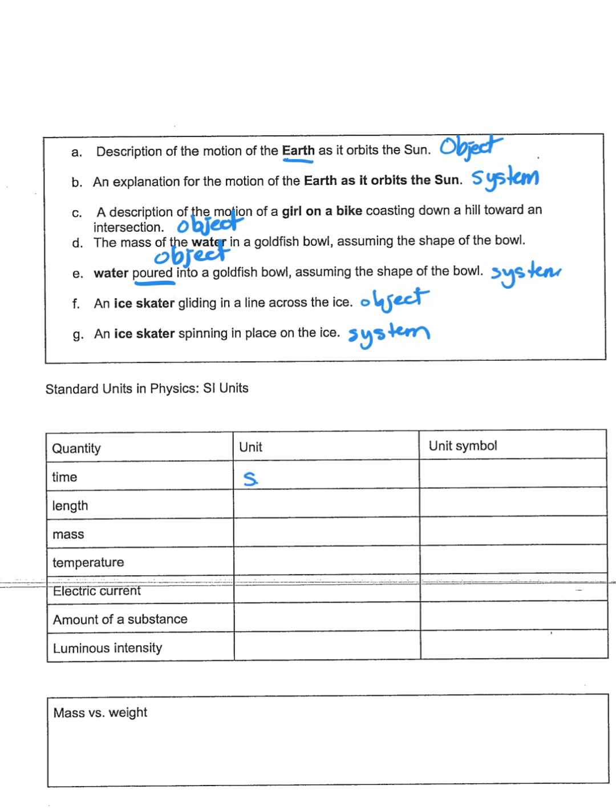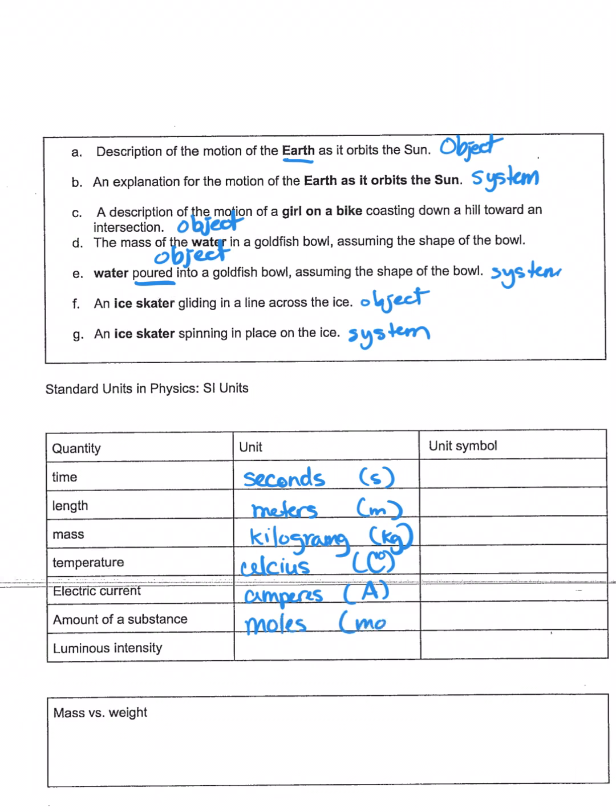All right, so let's look at standard SI units, units we use in physics. Time is seconds. Length is in meters. Mass is in kilograms. Temperature is in Celsius. That's big C. Electric current is in amperes. That's big A. Amount of a substance is in moles. This is MOL. And luminous intensity is in candles.